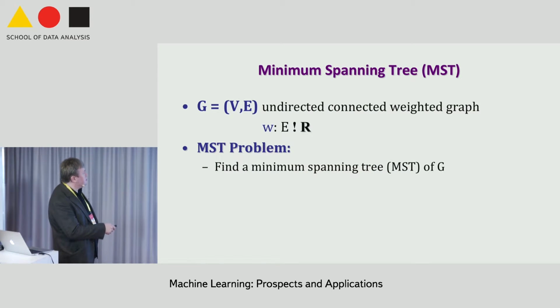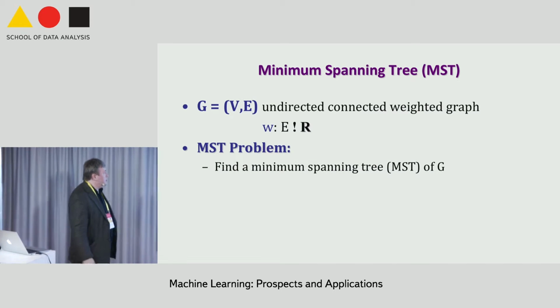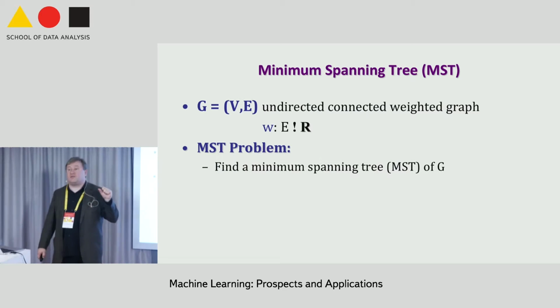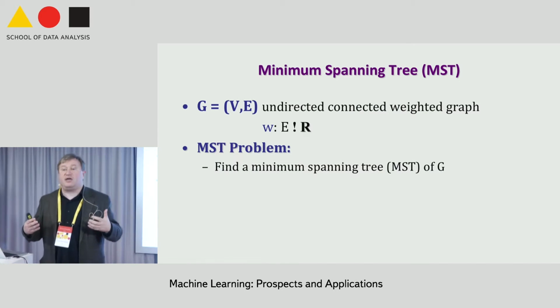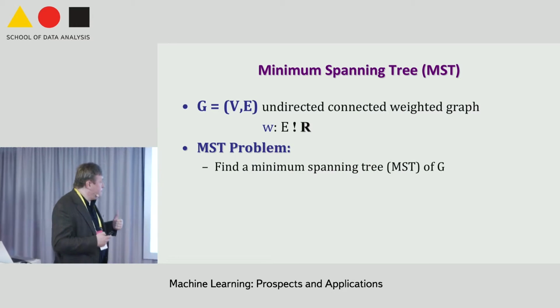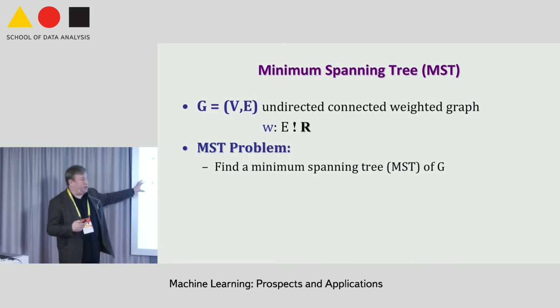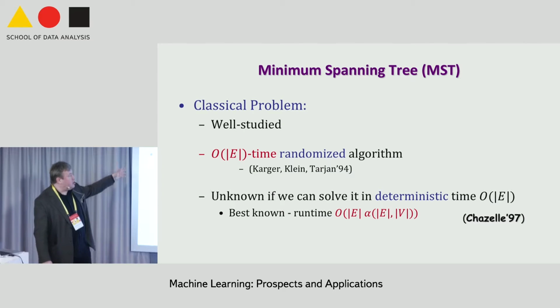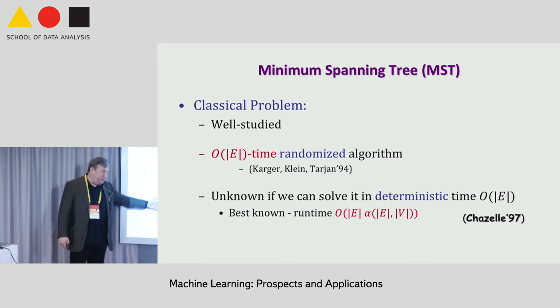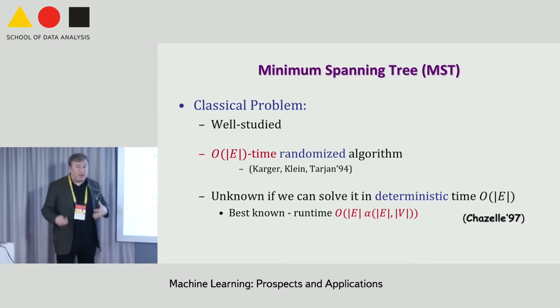So this is an arrow going to the right. Suppose that we have a weighted graph and want to check what is the minimum spanning tree of the graph. This is another classical problem. We know that it's well studied. We have a linear time randomized algorithm. We don't have a linear time deterministic algorithm, but we are almost there.